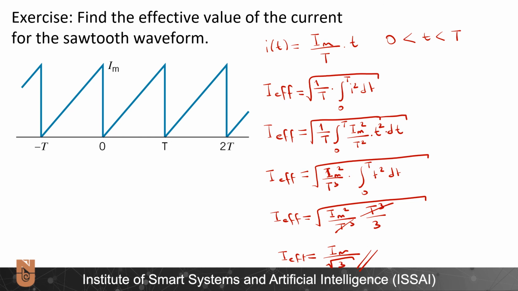This is interesting because previously we found the effective value of a sinusoidal waveform, and the effective value of a sawtooth waveform with the same amplitude is less than the sinusoidal waveform. This is somewhat interesting.